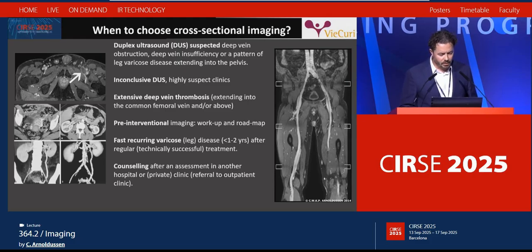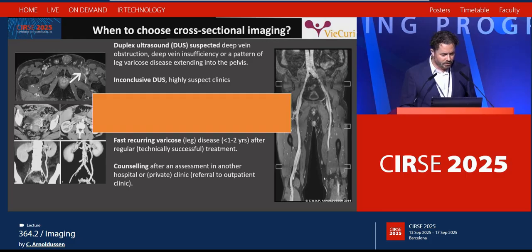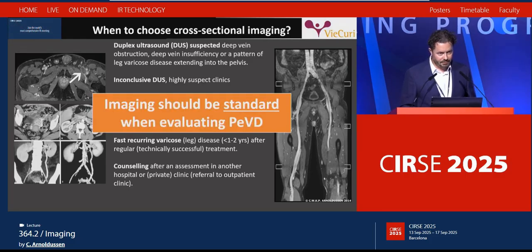And in your pre-interventional workup, it's very valuable to have a good anatomical overview to decide on your approaches, the tools you're going to need, and what you might omit when you do only 2D venography. Patients with fast recurrent disease referred from primary care or phlebology clinics, or with a clear combination of leg disease and pelvic symptoms, should be evaluated in addition to the duplex ultrasound with cross-sectional imaging. And sometimes, with a tertiary referral for counseling, you should complete your imaging workup with cross-sectional imaging. So in short, pretty much always when you have a true PEVD, you're going to need cross-sectional imaging.